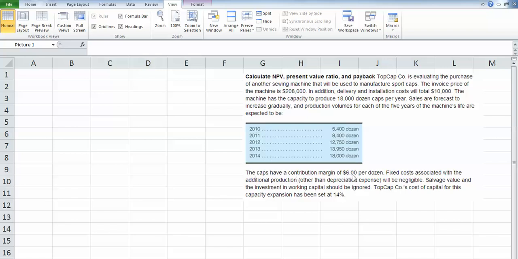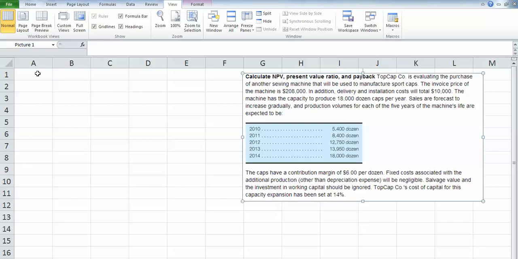That's important because we need to determine what our cash inflows are going to be from the purchase of that new sewing machine. Fixed costs associated with the additional production other than depreciation expense will be negligible, meaning minimal. And salvage value, that makes it easy for us. Salvage value and the investment in working capital should be ignored. Top Cap Company's cost of capital for this capacity expansion has been set to 14%.